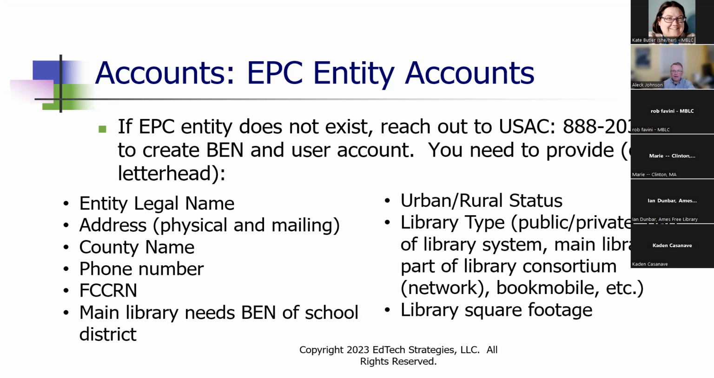They'll also ask you for a variety of library type information. For most of your libraries, the main things you need to be concerned about, you're going to be a public library. If you're part of a library system, you'll indicate that you're part of the library system. And if the library in question is your main library, you'll indicate that, that it's a main library. You may also, if you're part of what in E-Rate terms is considered a library consortium, and in Massachusetts terms, it's just the networks, if you are part of one of the networks, you'll want to indicate that here as well. The last thing that they will ask for is the square footage of your library.